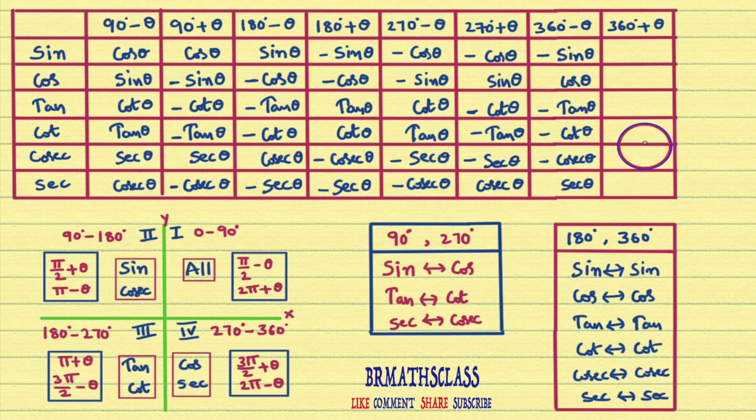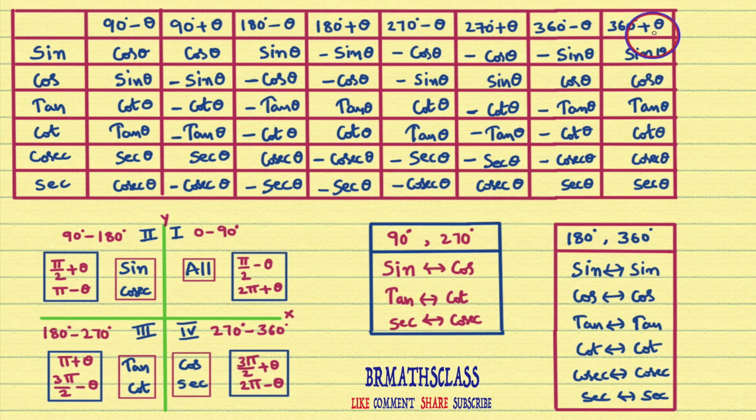Now we came to the last column. As 360 degrees is there, the function remains the same. Sin 360 degrees plus theta. Function remains the same. Sin theta. This remains cos theta. This remains tan theta. Function remains the same as you saw 360 degrees. Cot theta remains the same. Cosecant remains the same. Cosecant theta. Secant remains the same. Secant theta.